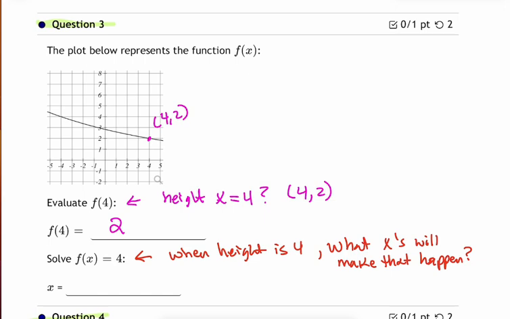So when the height is 4, what x's will make that happen? There are times where you have more than one answer. So what I like to think about is if my height is up here at 4, just look to see where my graph crosses that line. So this is the place, because when x equals -4, I am at a height of 4. So x would equal -4.